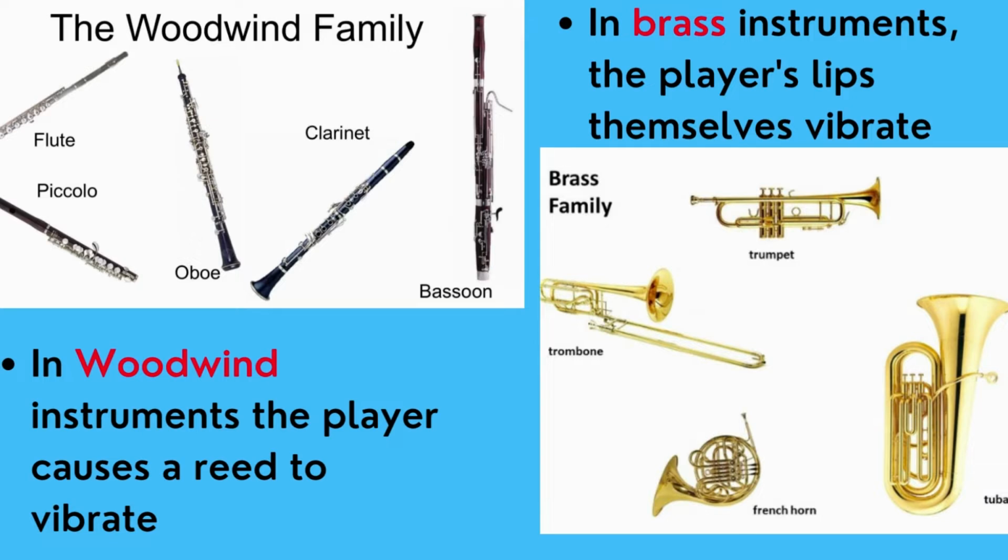The difference between the woodwind family and the brass family is the reaction of the player towards the instrument. In the woodwind family, the player is the one who makes the instrument vibrate, whereas in the brass family, the player's lips vibrate themselves. So in woodwind, the player makes the instrument vibrate, but in brass, the lips vibrate.